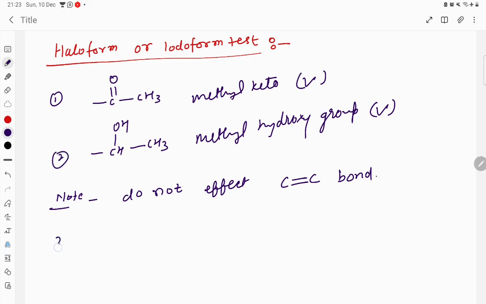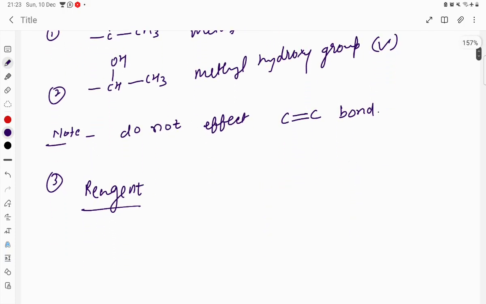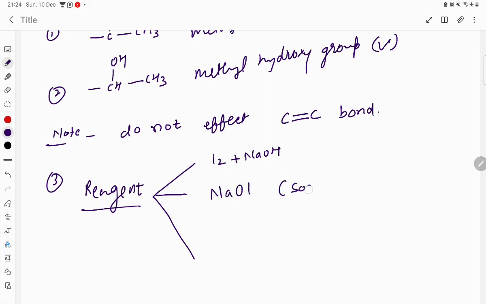Now the major point to understand is the reagent. In case of the reagent, many students are very confused. It is not required to write the balanced equation in the exam. So you can use any reagent, either I2 plus NaOH, or NaOI, which is called sodium hypohalite. Here, in case of iodine, it will be hypoiodite.